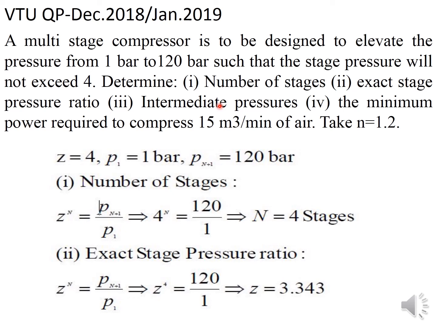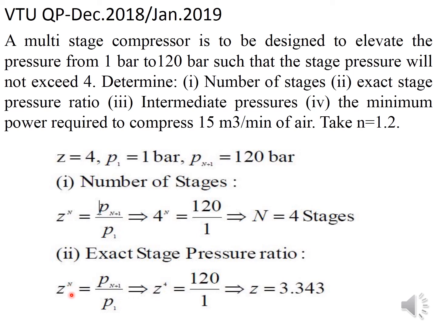If I am using 4 cylinders, P2 and P3 are the intermediate pressures. So find the minimum power required to compress 15 meter cube per minute of air, take n is equal to 1.2. So 3 given data are here. Z is equal to 4, where it does not exceed. So the number of stages, already I said 4 stages here. Don't look at this formula, just see here. The exact stage pressure ratio we derived in the last derivation in the 4th module. There I have derived this.